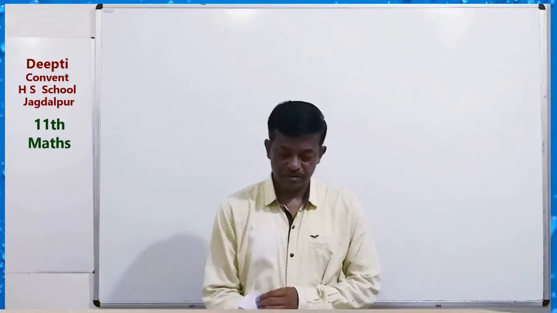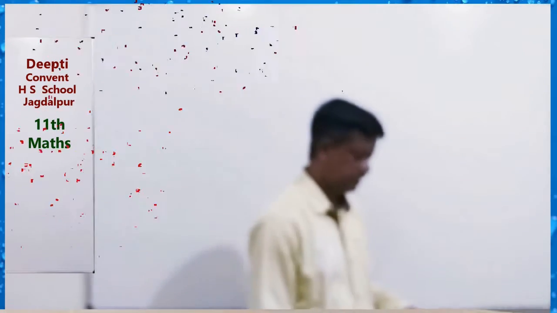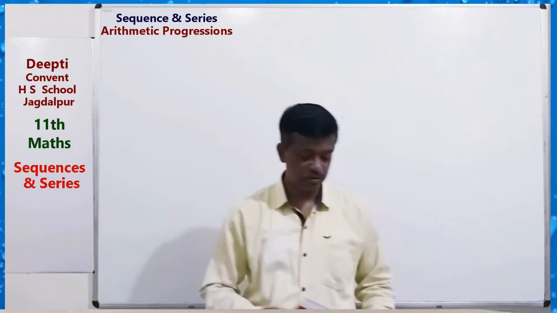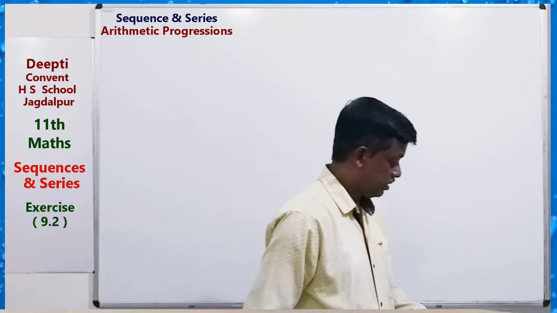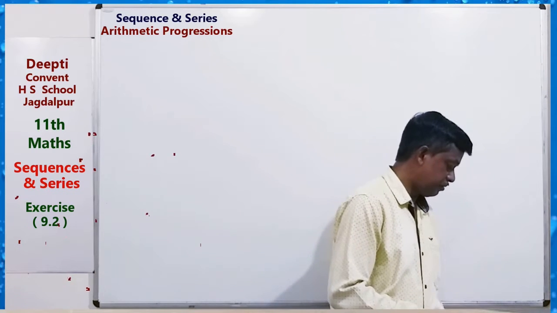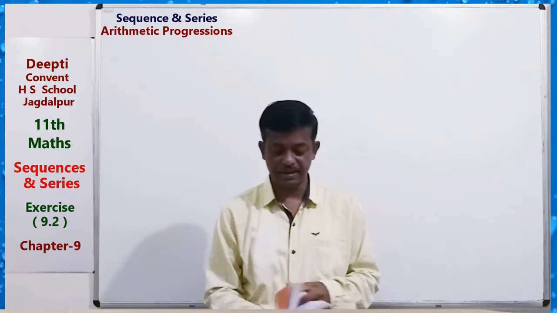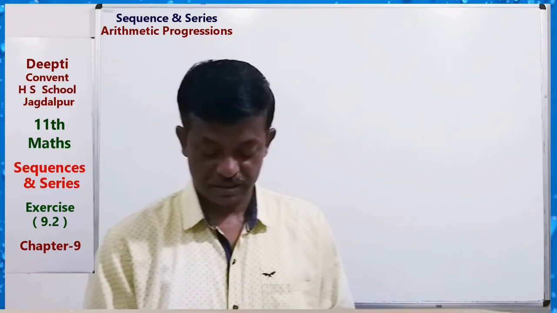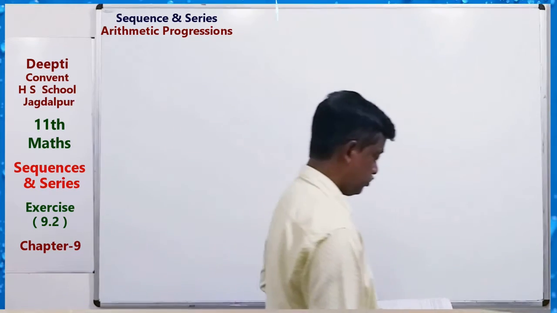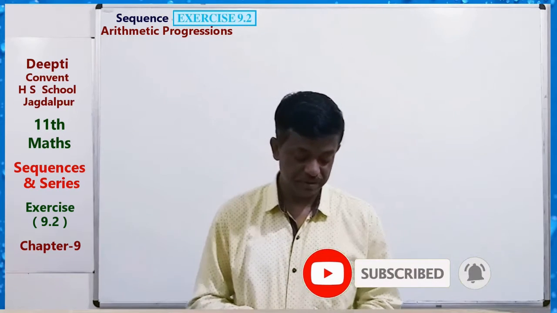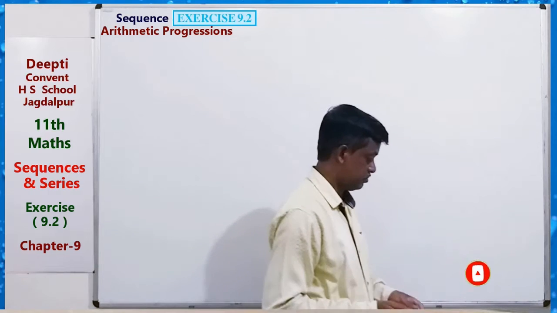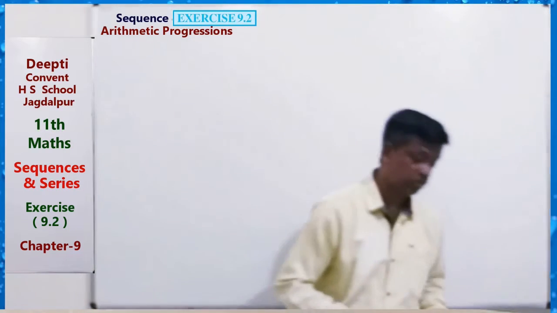Hello dear students, I will continue exercise 9.2, that is sequence and series. Here just 1, 2, 3, 4 questions were completed in the previous class. Now take questions 5, 6; there are 16, 17, 18 questions. I will do just 4 or 5 questions, and the remaining questions you have to do. I will give some short discussion about all the questions.